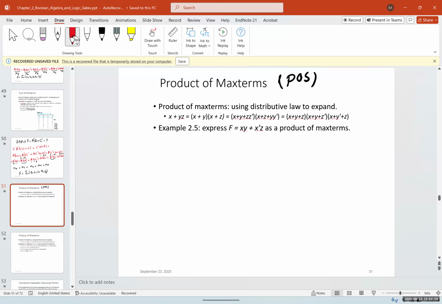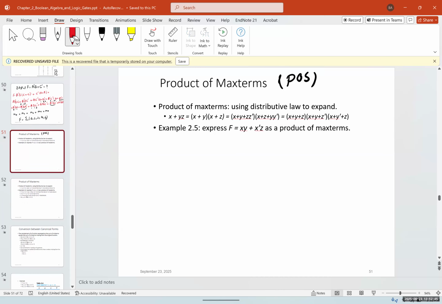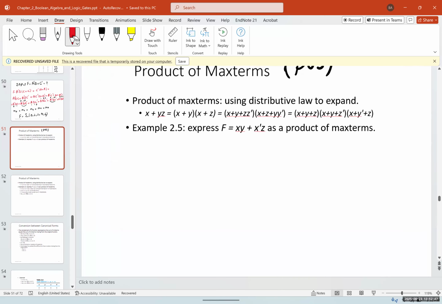Now, I want you to solve example 2.5. We want to express f equal to xy plus x prime z as a product of sums, or POS. And again, I'll give you a few minutes to think on it. Whoever solves it gets bonus points on the next homework. And by the way, remind me to give you the bonus points when we get to the exam. I would add it to your first exam.